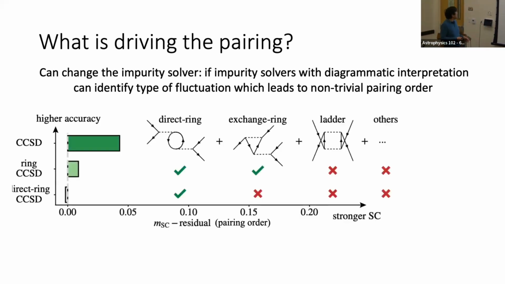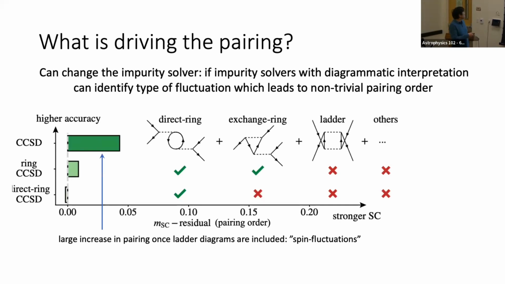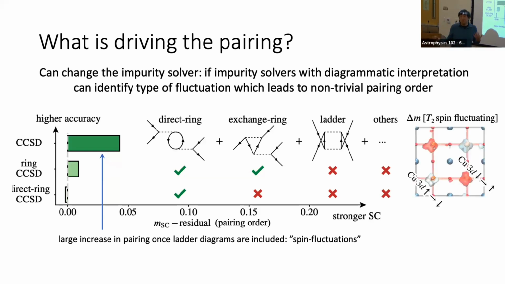So we find essentially that once you turn on this class of diagrams, then all of a sudden you have very strong pairing. And if you do not, then it doesn't appear. And if you ask what is associated with the fluctuations in these ladder diagrams, they are precisely the spin fluctuations associated with the copper orbitals, which is the picture that we showed in the cartoon in the very beginning. That is the fluctuation of the magnetic background that is generating the pairing in the calculation.